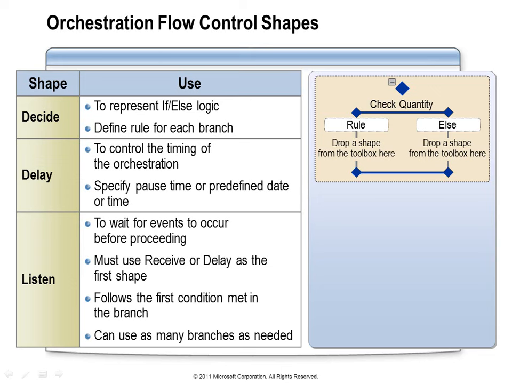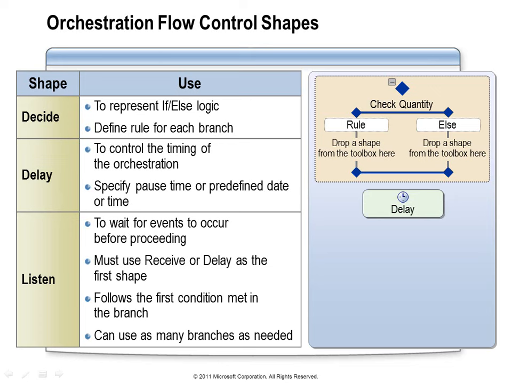otherwise the branch beneath the else shape will execute. So it's possible to add additional branches to this decision shape. Each of the additional branches will have a rule or expression of their own. And you add a branch by right-clicking on the decision shape and choosing Add Branch from the context menu. And by the way, a branch can be empty if that's what your process requires. Next on the list is the delay shape.